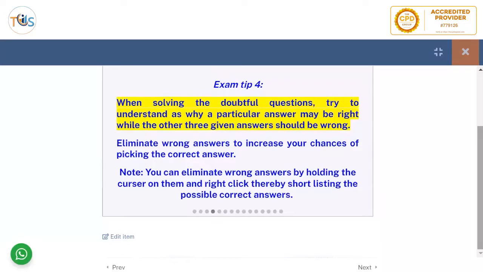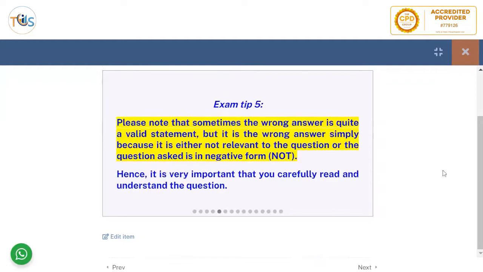When solving a doubtful question, try to understand why a particular answer may be right while the other 3 given answers should be wrong. Eliminate the wrong answers to increase your chances of picking the correct answer.